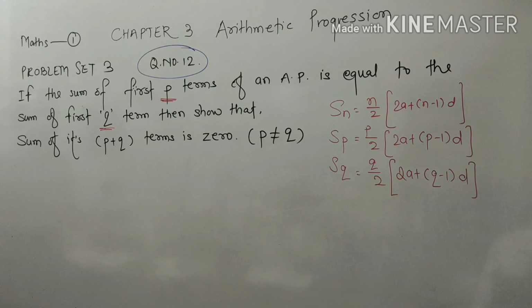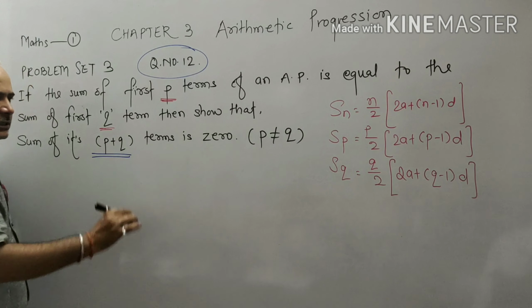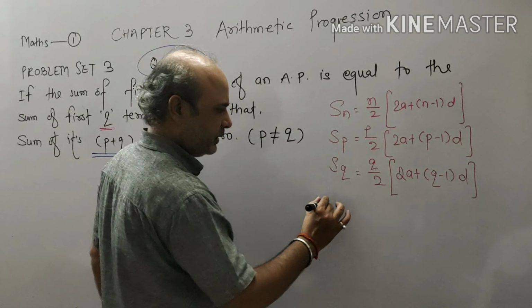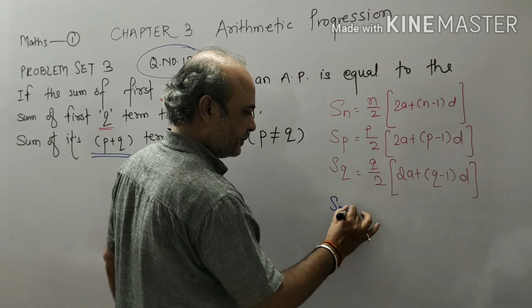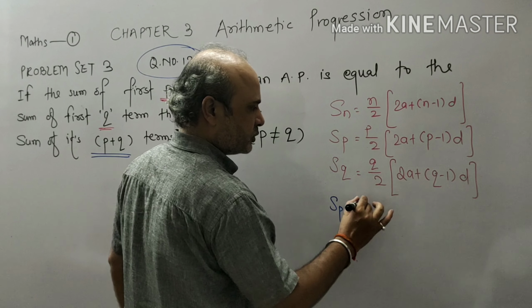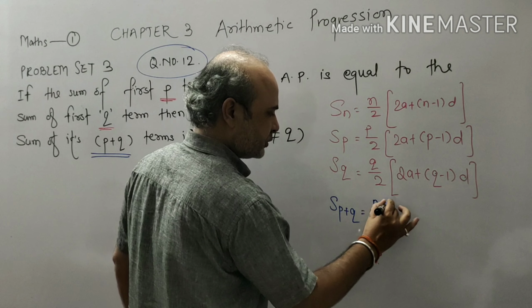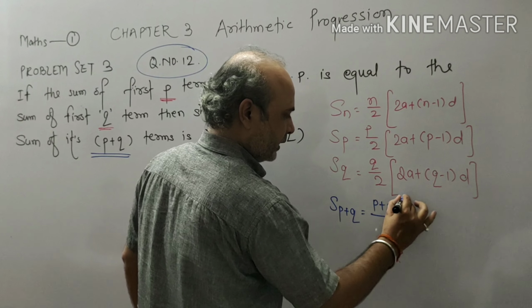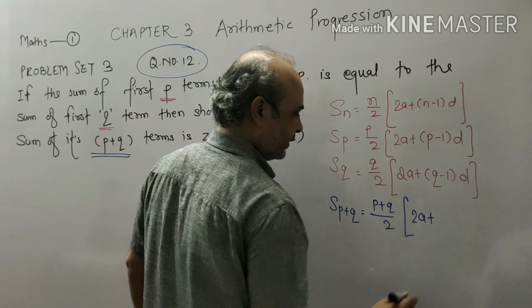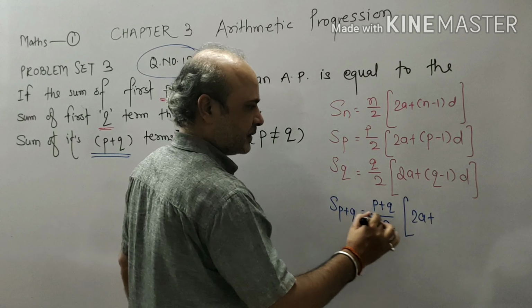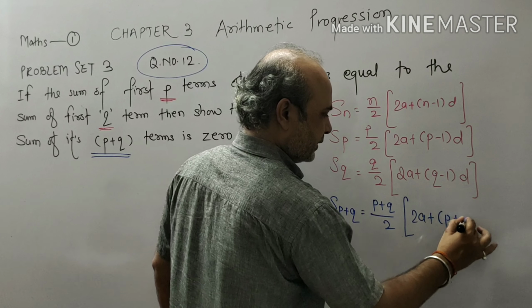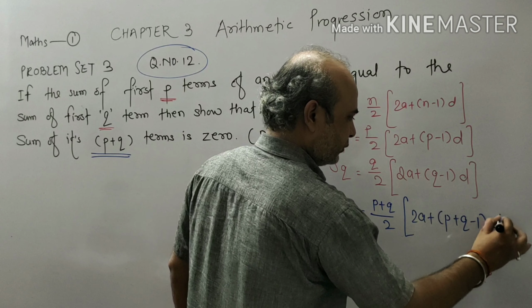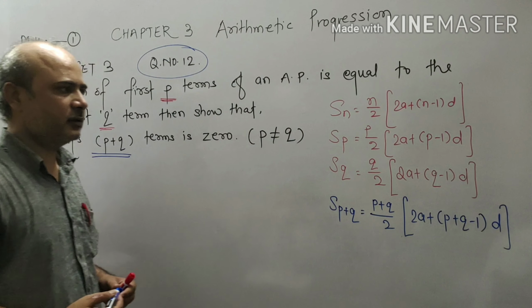And what do you have to show? You have to show that the sum of its p plus q terms is what, student? The sum of p plus q terms is equal to (p plus q) divided by 2 into (2a plus (p plus q minus 1) into d), and what is n, student? n is p plus q.